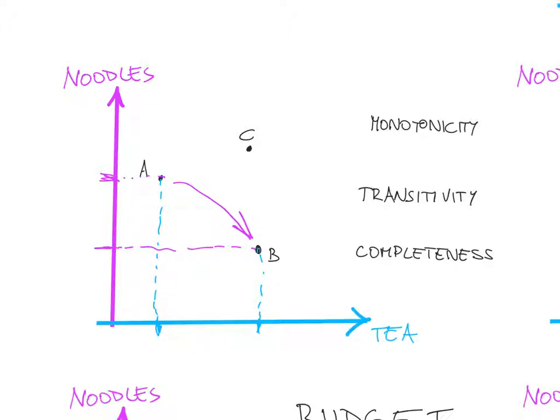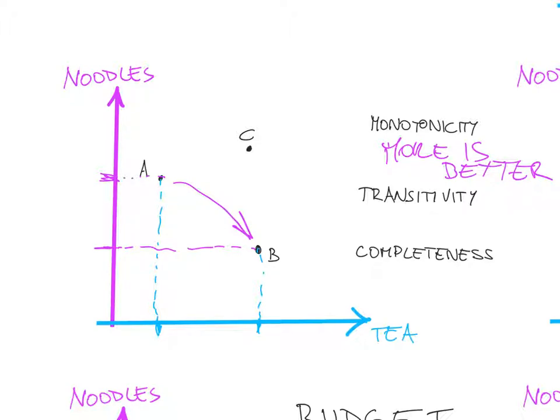Yeah, so if you look at C, it has more tea, more on this axis, and more noodles, so it's more of both. If we assume that these goods are liked by this consumer, so these are actually goods as opposed to bads, then C would be preferred to A by this consumer. That is called monotonicity. Monotonicity simply means more is better, and it's a property that someone's preferences can have.